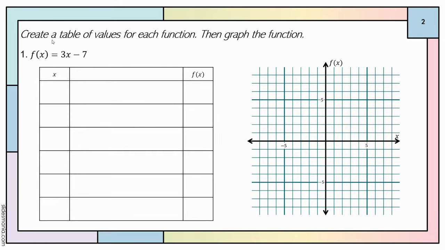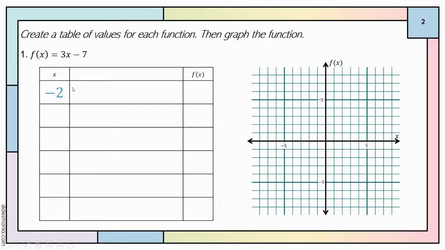Number one, we're going to graph the function f of x equals 3x minus 7. So what we want to do is find several points that are on the graph of 3x minus 7. So I want to use values of x that are negative, I want to use 0, and I want to use some positive values. So I started with negative 2.